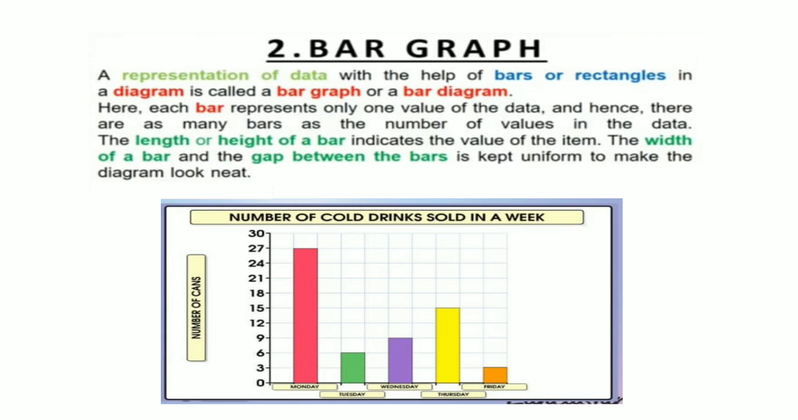Here you can see that the length or height of the bar indicates the number of cans, and here you can see how many cold drinks are sold each day in a week. Monday, how many? 27. On Tuesday, how many? 6. Wednesday 9, Thursday 15, and Friday 3. So we can read this data easily with a bar graph.